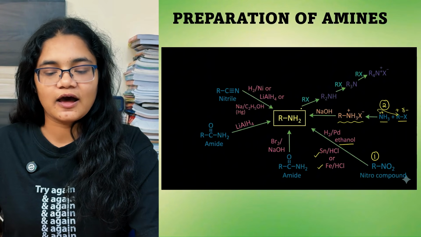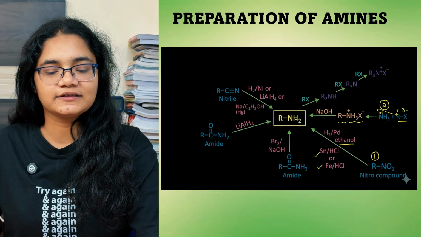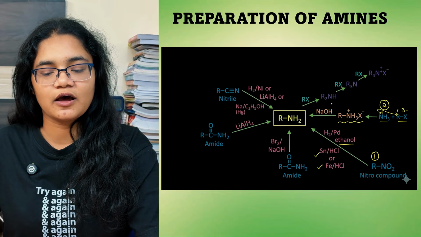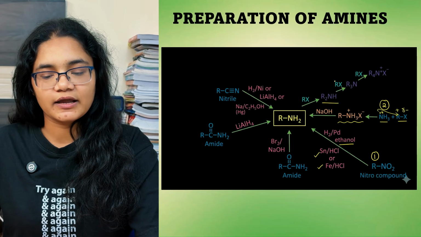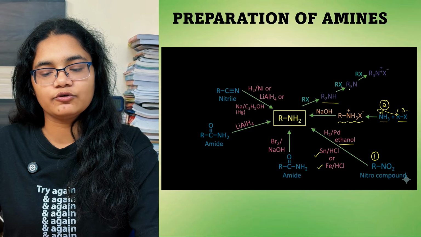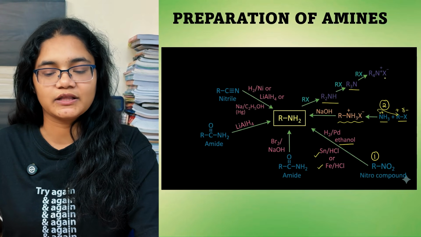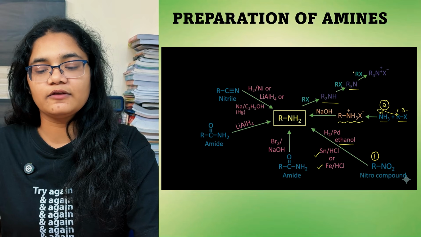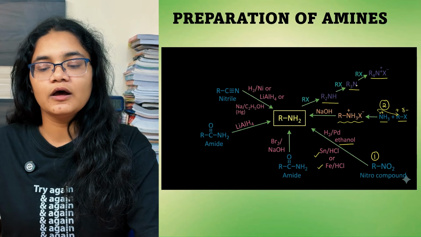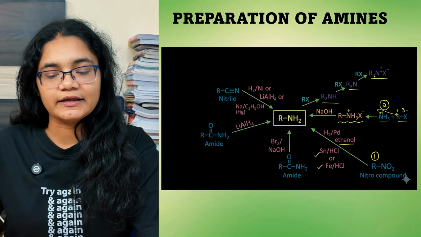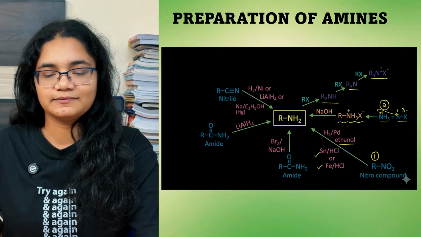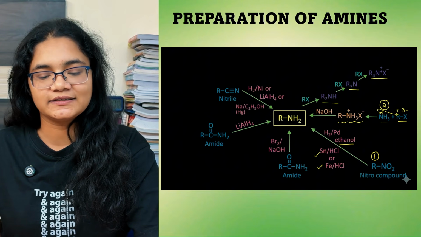And once you get this RNH2, if you treat it with more RX, then again one of the hydrogens is replaced with R, you get R2NH. After that, again if you treat it with RX, one more hydrogen is replaced with R group, so you get R3N. Then if you again treat it with RX, one more group is added here, so we'll get R4N+ and X-. Okay, that is what ammonolysis is, second method.